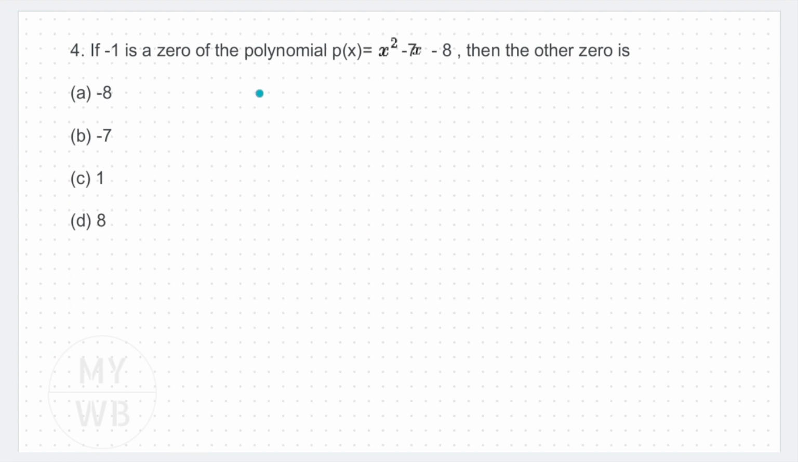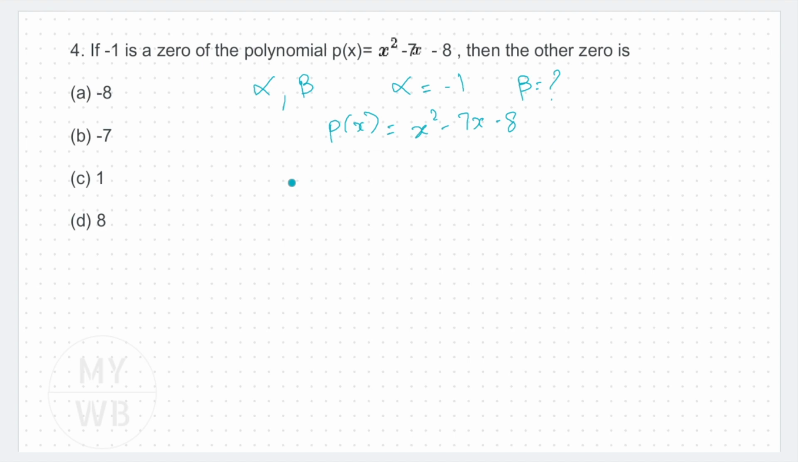If minus 1 is a 0 of the polynomial p of x equal to x square minus 7x minus 8, then the other 0 is. So normally we denote the zeros as alpha and beta. Here one of the zeros is given. So let alpha be minus 1 and we will try to find beta. Now p of x is x square minus 7x minus 8.